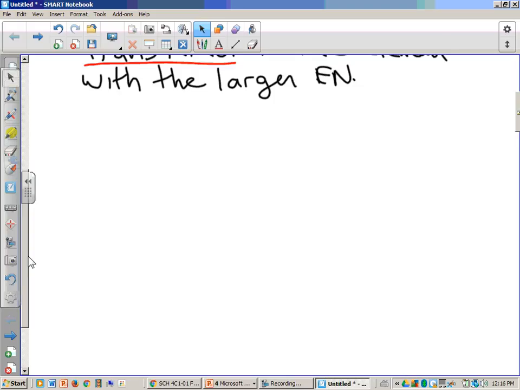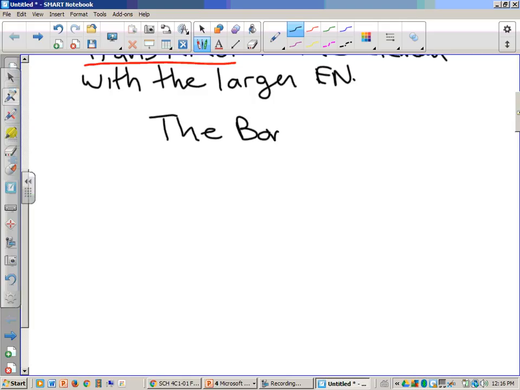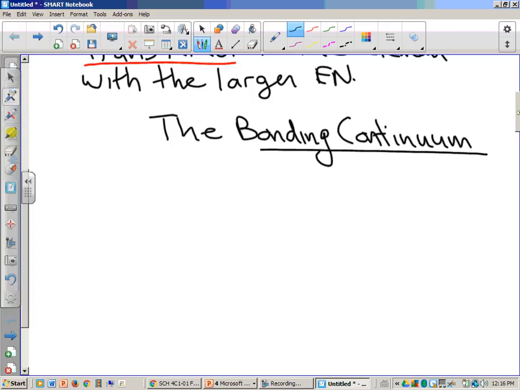One last thing before we do the examples: the bonding continuum. I spelled that wrong. There's not two U's in continuum, is there? Anyway. I killed it. How do I spell it? Did you find it? Bonding continuum? Oh, I did. It was correct? Oh, bummer. All right. Continuum.